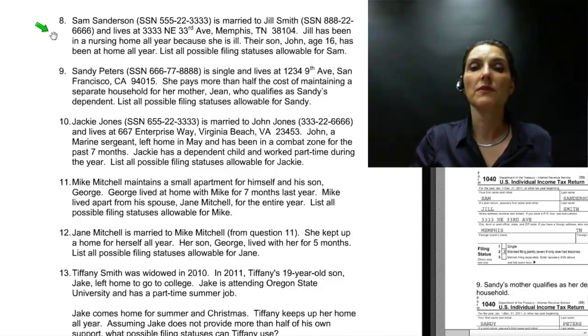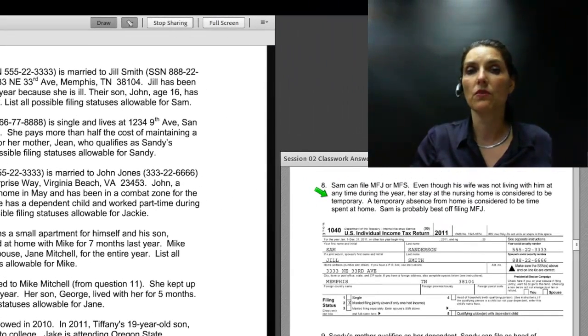In other words, if a member of your household is temporarily away because of a medical condition, going to school, or being in the military, and the intention is that they would return home if they were able to, then they are considered to be at home even if they're not there. So in the case of Jill, even though she lives in a nursing home, she is still considered to live with Sam. And since she is considered to live with Sam, Sam would not qualify for head of household.